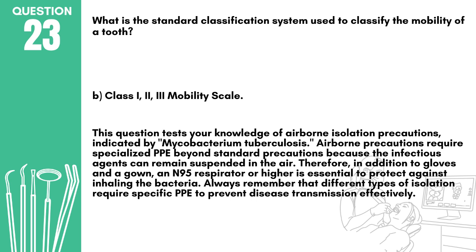This classification helps assess the health of the periodontal ligament and supporting bone. G.V. Black's is for cavities, Miller for recession, and WHO for surveys. For example, if a tooth wiggles noticeably with pressure, it might be charted as Class 2 mobility. Always remember that tooth mobility is categorized using the 1, 2, 3 scale.